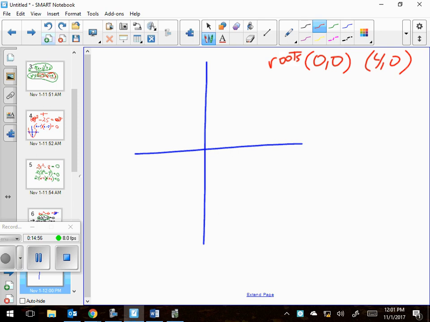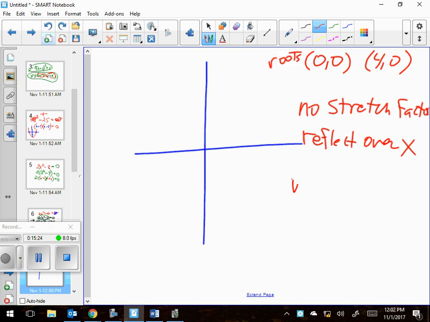Next, I'm going to say it has no stretch factor, but it has been reflected over x. So it is an upside down parabola because of the fact it's been reflected. You know it's an upside down one. So my question is, what's the vertex?